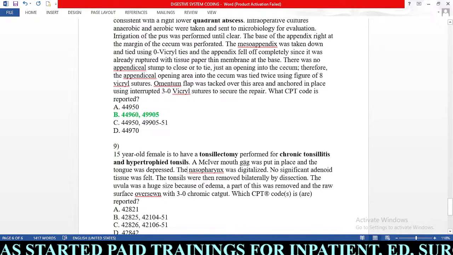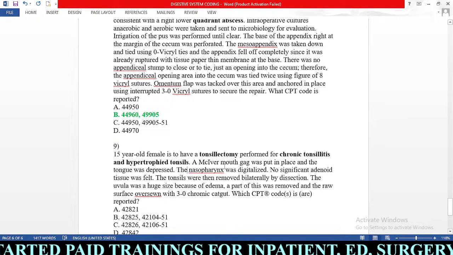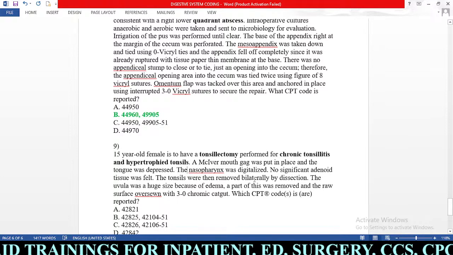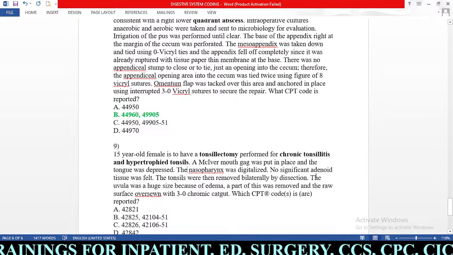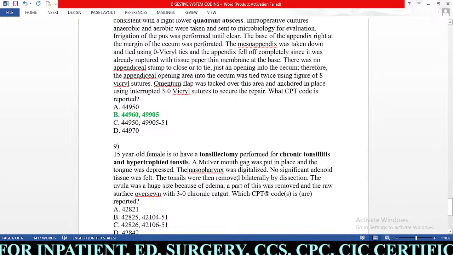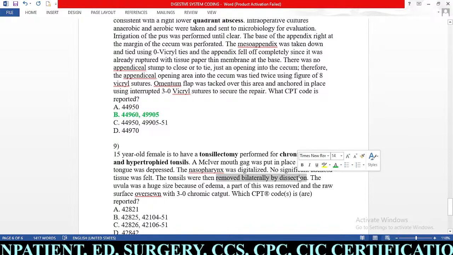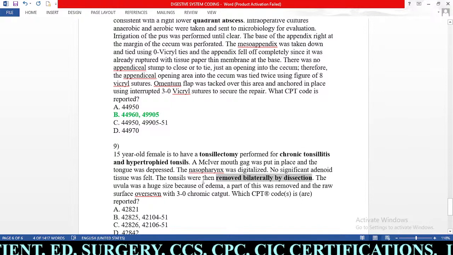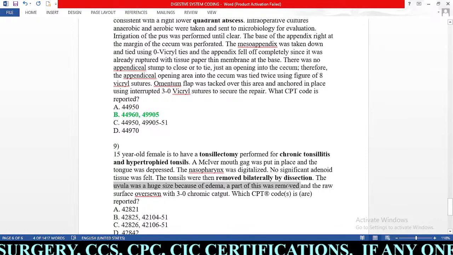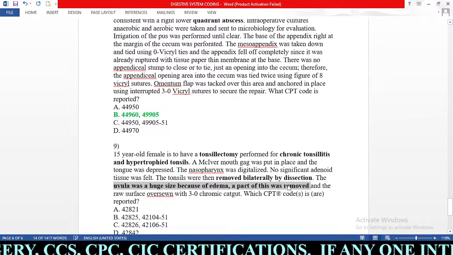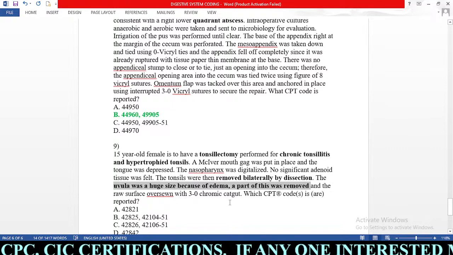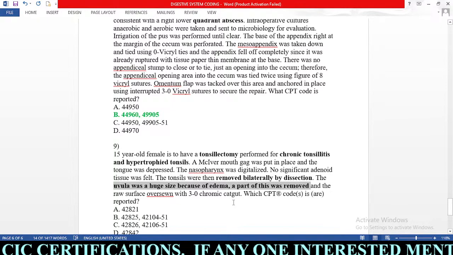So a McIvor mouth gag was put in place and the tongue was depressed. The nasopharynx was digitalized. No significant tissue was felt. The tonsils were then removed bilaterally by dissection. The uvula was also huge because of edema. A part of this was removed. And the raw surface was oversewn with chromic catgut. Which CPT codes are reported?